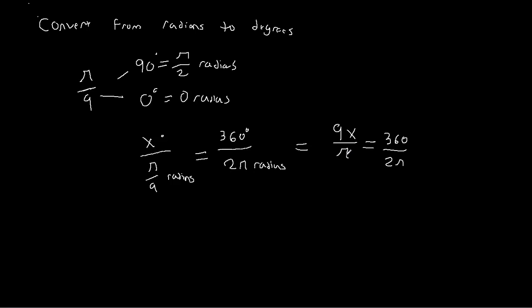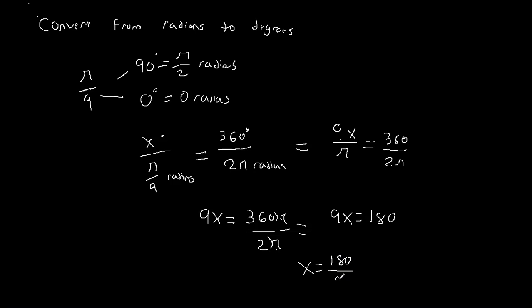So now we're going to multiply both sides by pi, and that's going to leave us with 9x is equal to 360 pi over 2 pi. Well, we know from basic algebra that these two pi's are going to cancel out. And so we're left with 9x equals, and then 360 divided by 2 is 180. Okay? So then we just do x equals 180 divided by 9. I'm just moving this over here. And that gives us x is equal to 20 degrees.